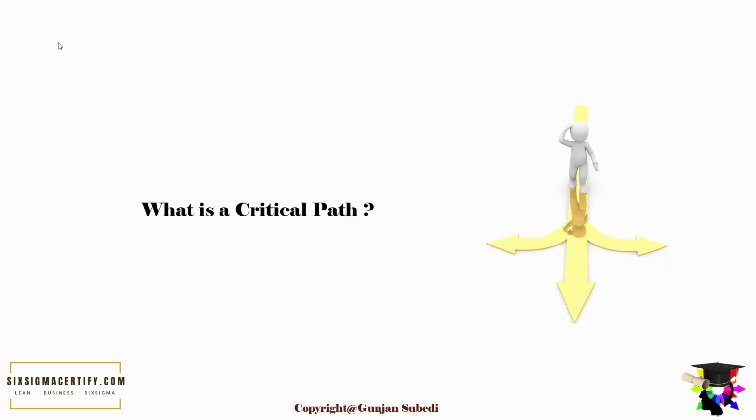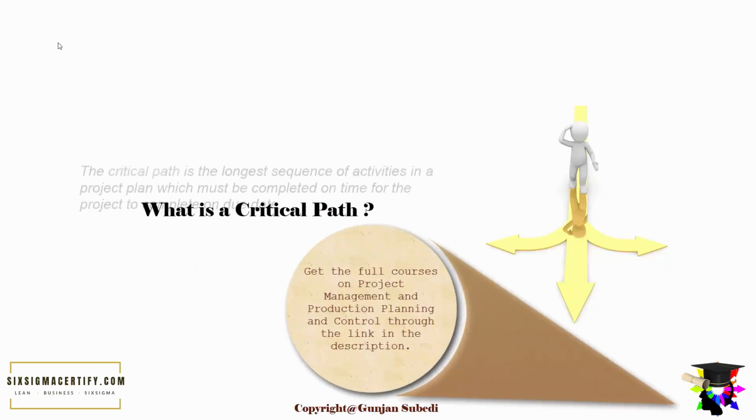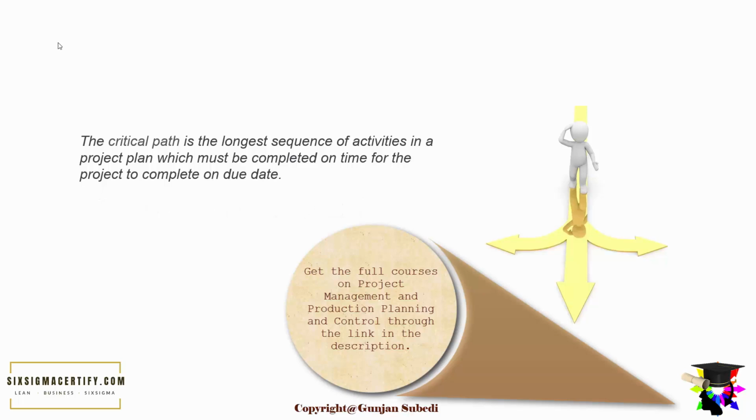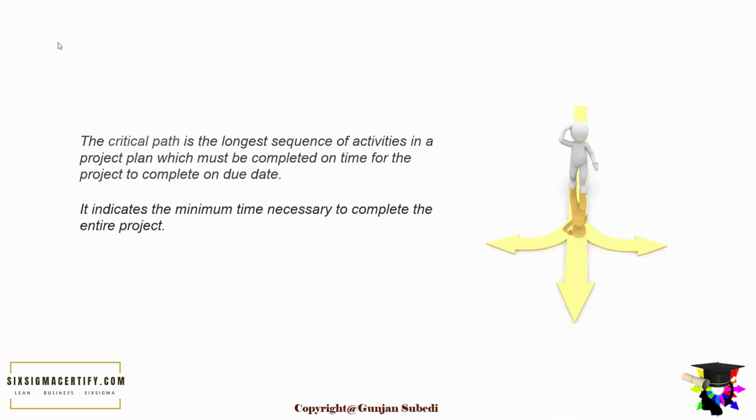So what is the critical path and the critical path method? The critical path is the longest sequence of activities in a project plan which must be completed on time for the project to complete on due time. It indicates the minimum time necessary to complete the entire project.